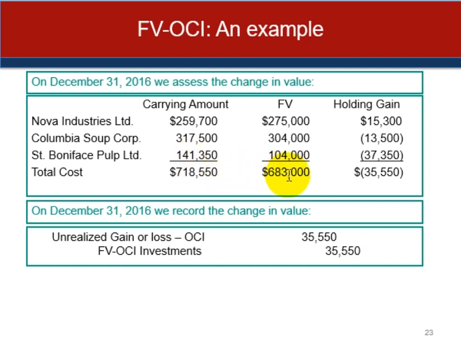And on December the 31st, 2016, which I believe is 2 months after we purchased them, the value had gone down to $683,000. Nova Industries is going up, but Campbell Soup and St. Boniface Pulp both went down in value. So a net decrease in value of $35,550.